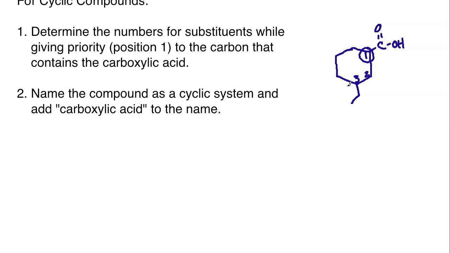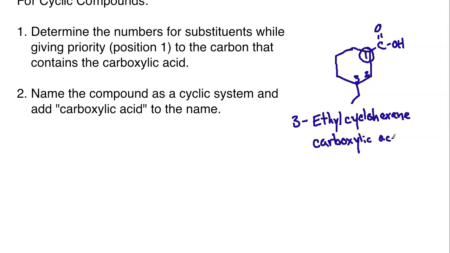So if we take a look here, in position 3, we have an ethyl. So we'll start with that and say I've got 3-ethyl. And then this is a 6-membered ring, so we'd call it a cyclohexane. And that would be the name of the system if it did not have the carboxylic acid there. But because the carboxylic acid is there, and that's partly why we have this 3 here, we then want to follow up with the second part of the name and literally say carboxylic acid. And that would be the proper name for this compound here.